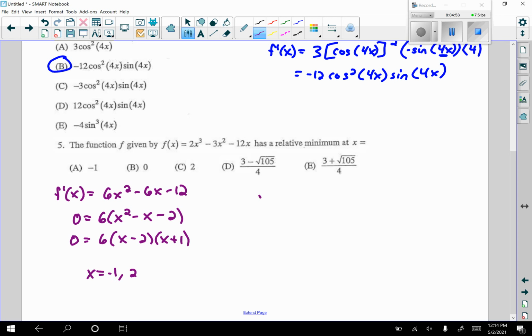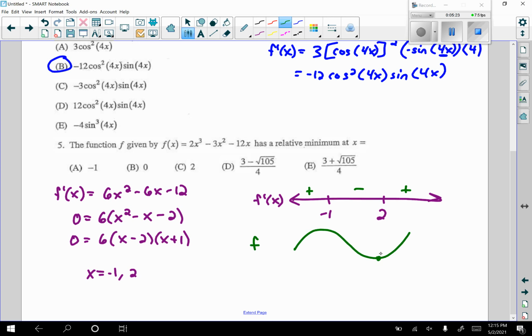So we'll make a number line. Still going to label it, but again, because it's multiple choice, we're not going to miss points if we don't label it. So we'll have a -1, we'll have a 2. I want to pick some values here. So let's say we're doing a -2. We have positive, that'll be negative, negative, so we'll get a positive here. Let's say we pick 0. We have +6, this will be negative and positive, so we'll get a negative. Let's say we pick 4, positive, positive, positive. So f is going from increasing to decreasing, back to increasing. So we have a relative min at x equals 2.